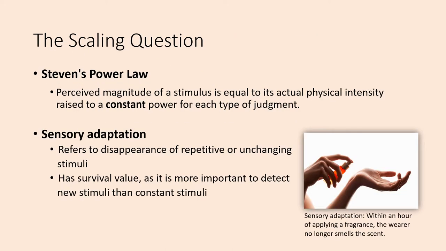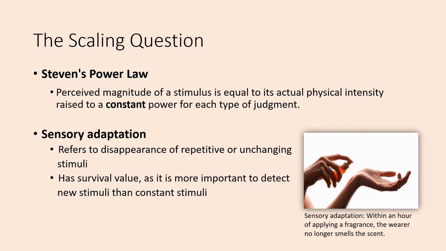Stevens' power law is a proposed relationship between the magnitude of a physical stimulus and the intensity or strength that people actually feel. Perceived magnitude of a stimulus is equal to its actual physical intensity raised to a constant power for each type of judgment or the particular stimulus involved. For instance, to perceive a light as twice as bright, its actual intensity has to be increased between 8 and 9 times. Likewise, if an electric shock is doubled in intensity, we perceive it as being about 10 times more intense.